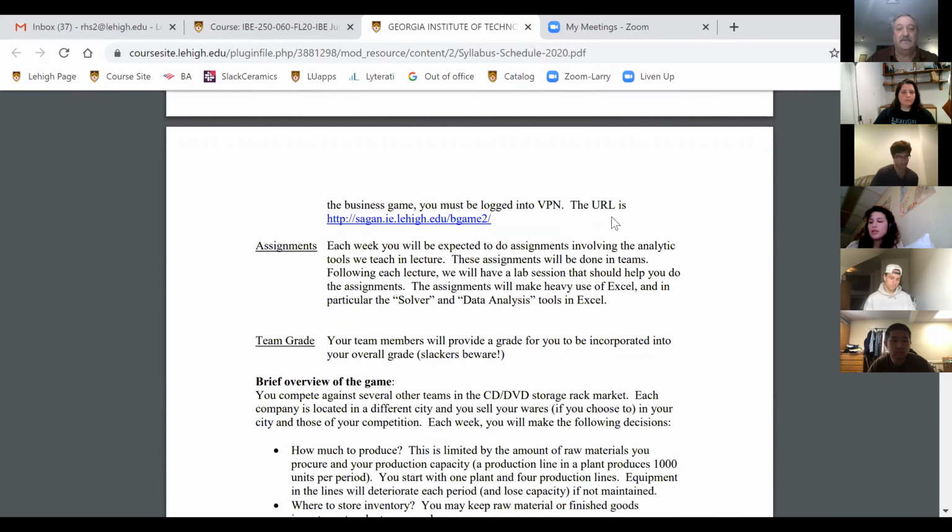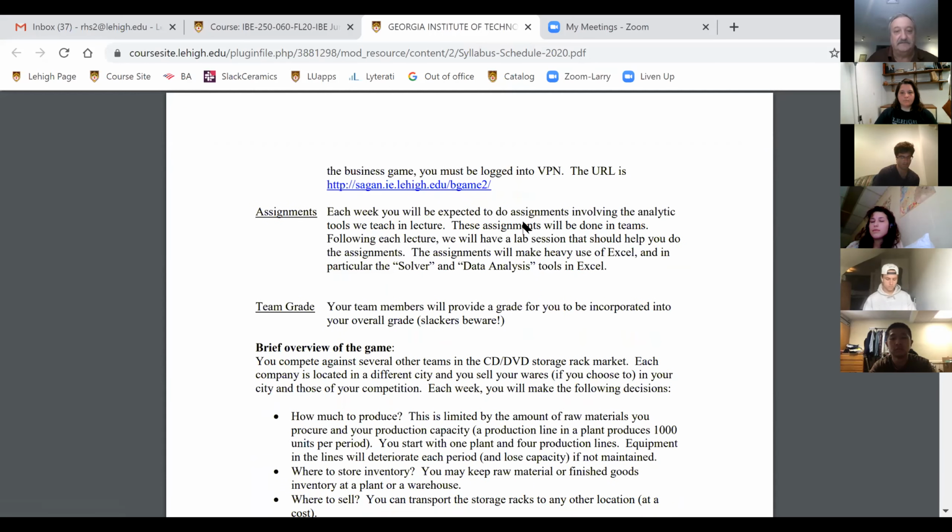So in order to actually play the game, you first have to be logged into VPN, and then this is the address. It's not set up yet because we still have work to set up. You could see what it looks like basically, but it's not set up yet for this year.